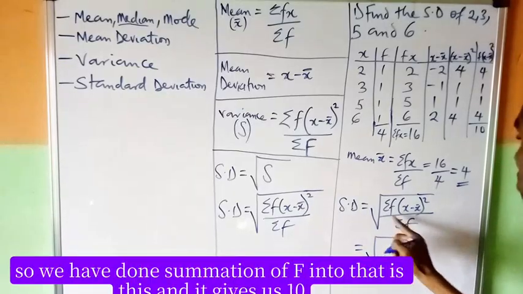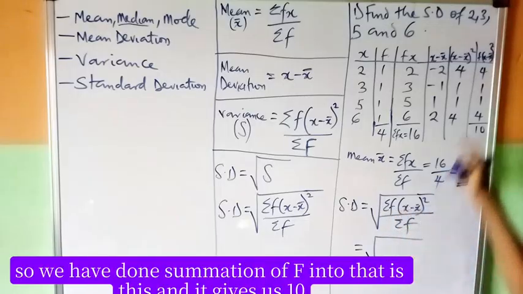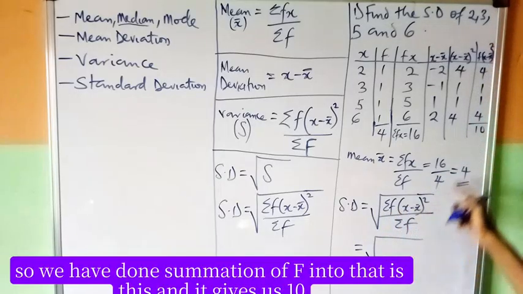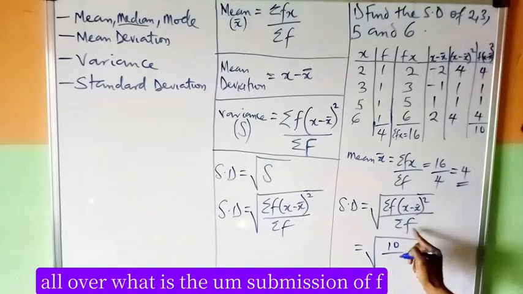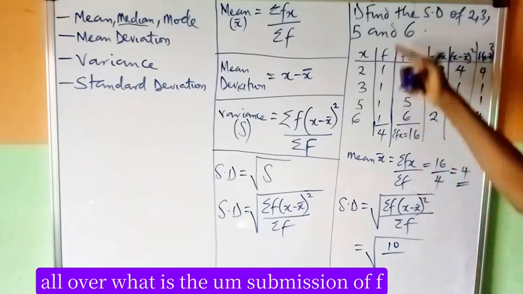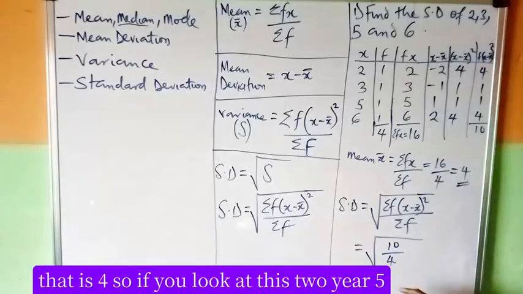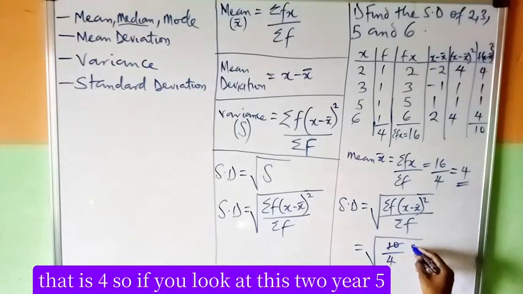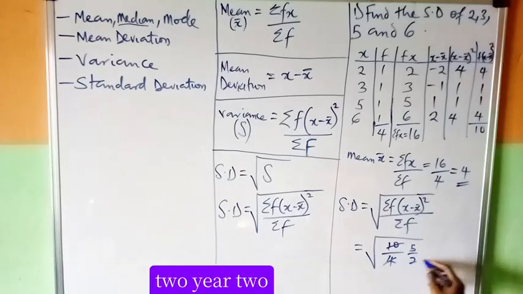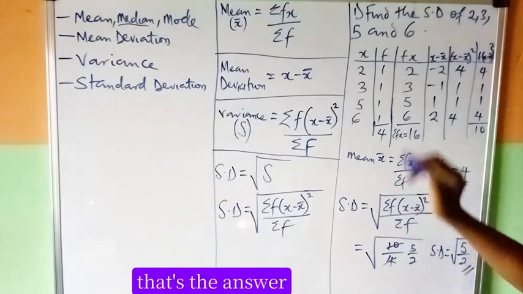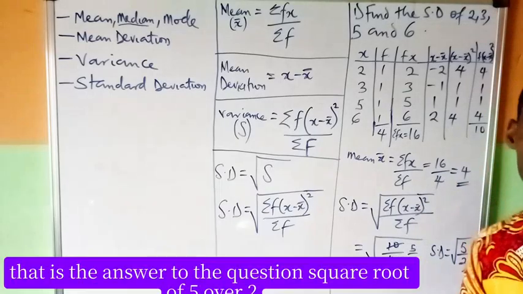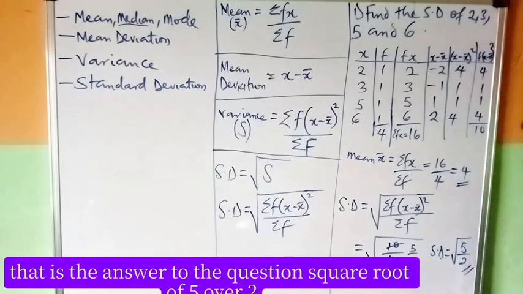The square root of. So we have done summation of f into x minus mean squared, and it gives us 10, all over what is the summation of f, that is 4. So if you look at this, 2 here 5, 2 here 2. So our standard deviation is going to be square root of 5 over 2. That is the answer to the question. Square root of 5 over 2.